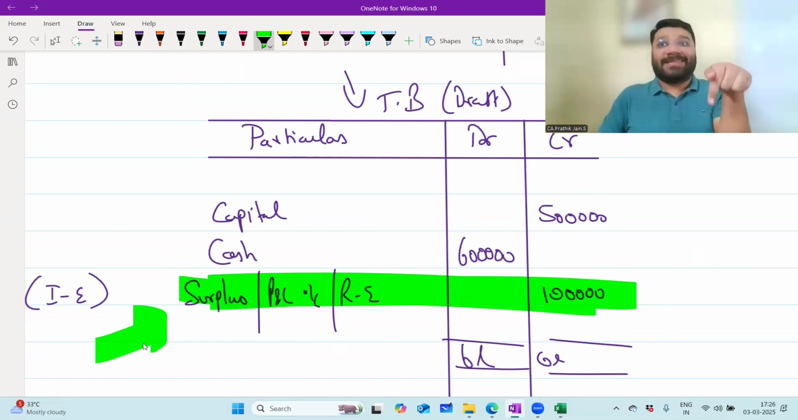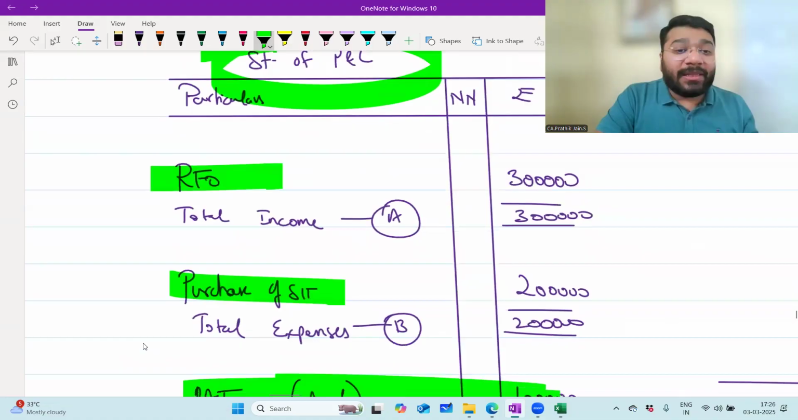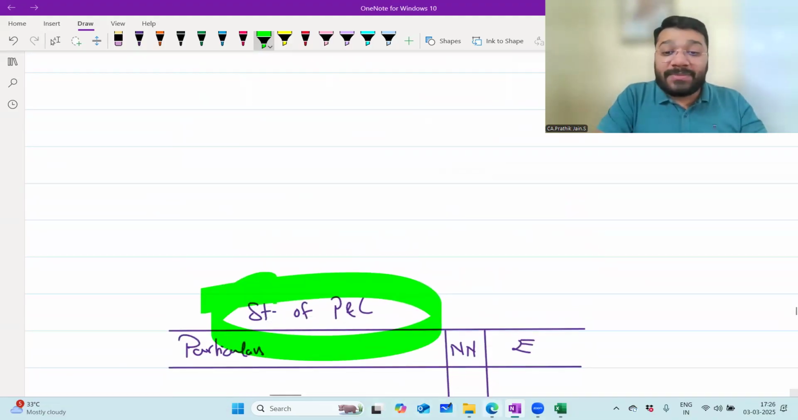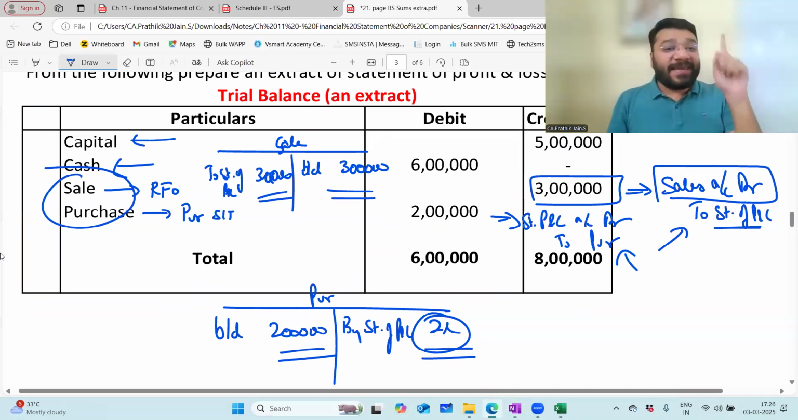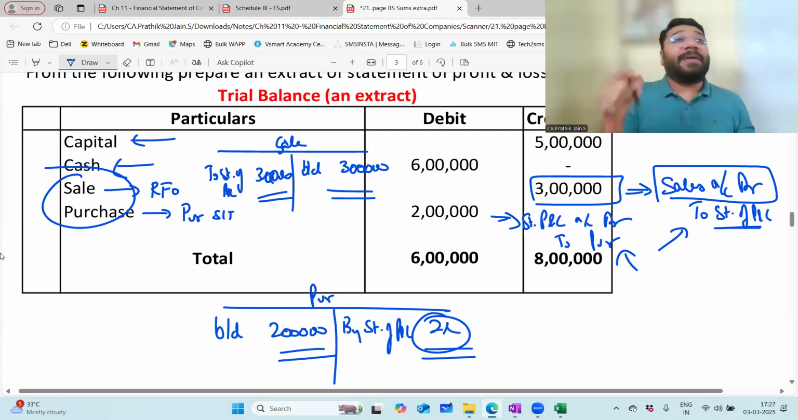If it is beginning balance, if it is surplus at the beginning of the year, then all the items of your revenue items, that is sale, purchases, will reflect in your trial balance. If sale, purchase, everything is reflecting in trial balance, which means closing entry not passed. Closing entry not passed means statement of P&L not prepared. If statement of P&L is not prepared, the closing balance of the statement of P&L cannot be given.